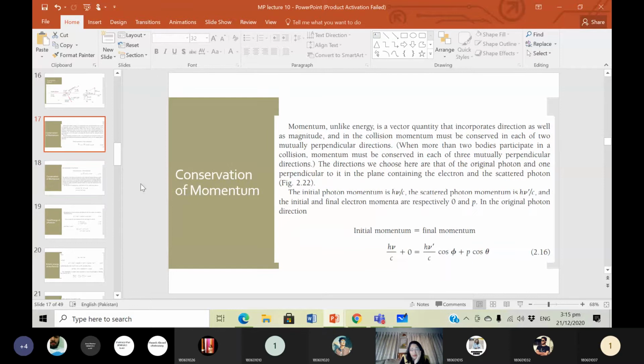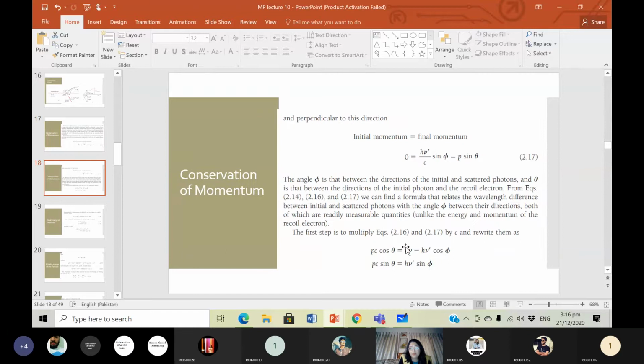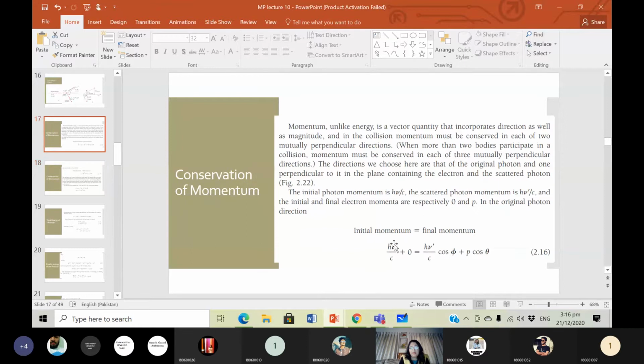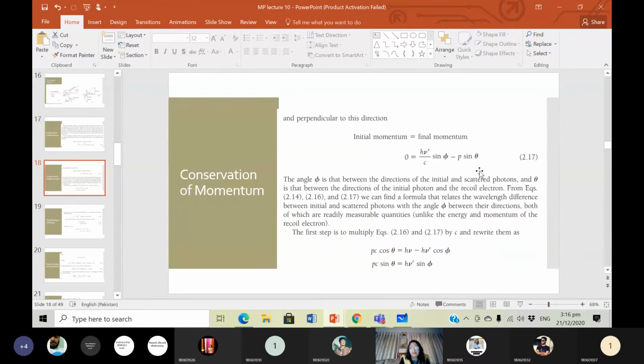pc, wait a minute. Yeah, they just wrote this part first, okay? pc cos theta is equals to h nu minus h nu dash cos phi. That's how they wrote it over here, okay? And then the second equation, which will be pc sine theta, is equals to h nu dash sine phi. Okay? We got these two equations by multiplying these equations by c to make pc times cos or sine theta the subject of the equation.